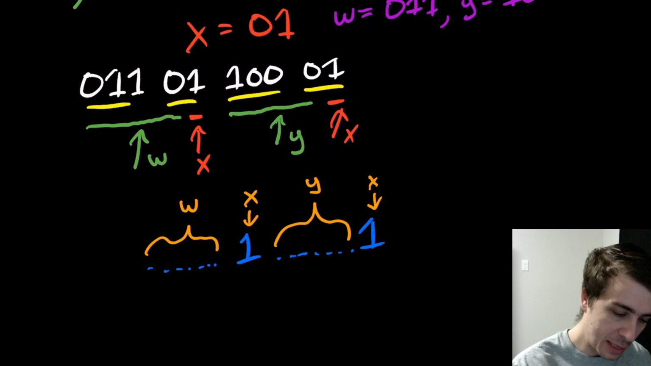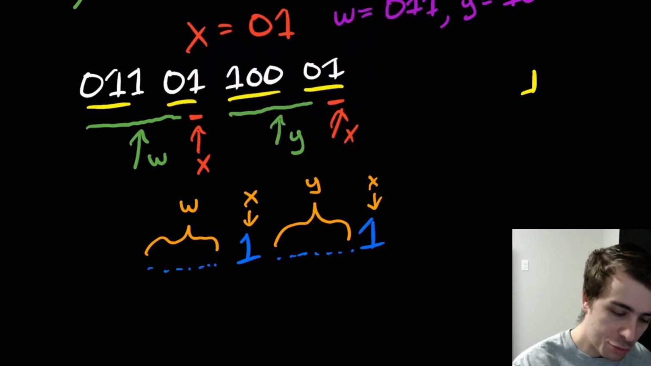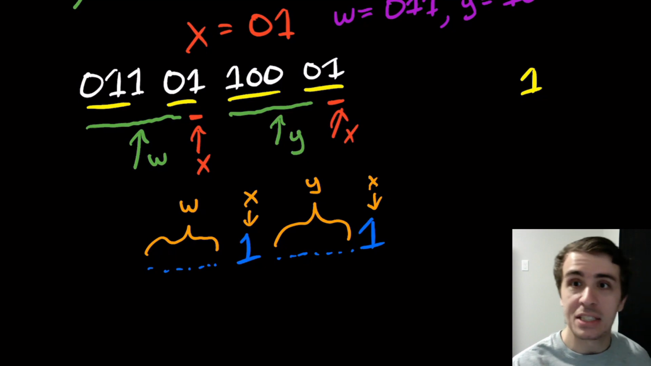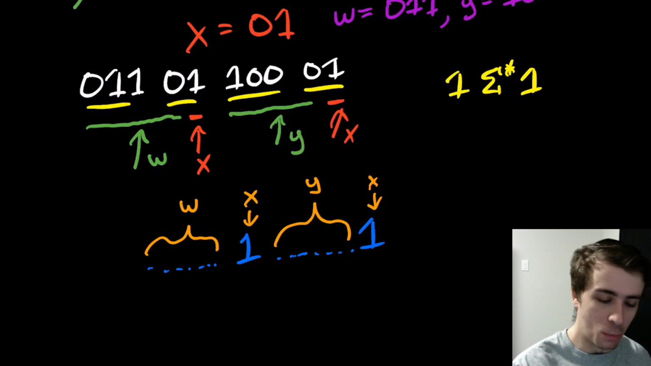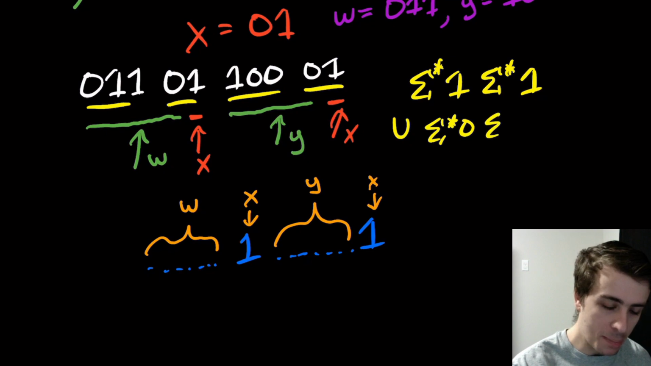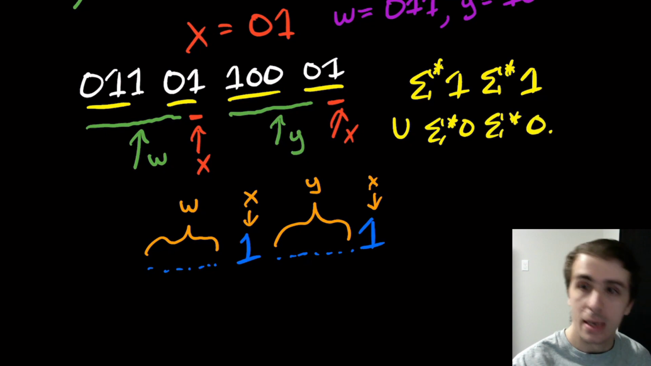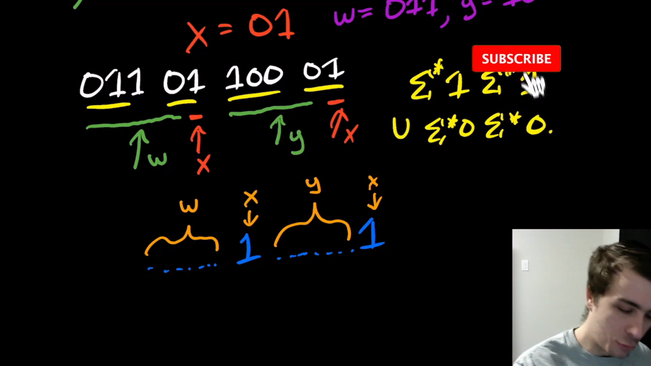So this is saying, let's see, if it ends with a 1, then it has to have stuff before it. It could be anything, so sigma star. And then it has to have a 1 somewhere, and anything could appear even before that. Then union, this exact same thing, essentially, but with zeros instead. And in fact, that's the regular expression for it.